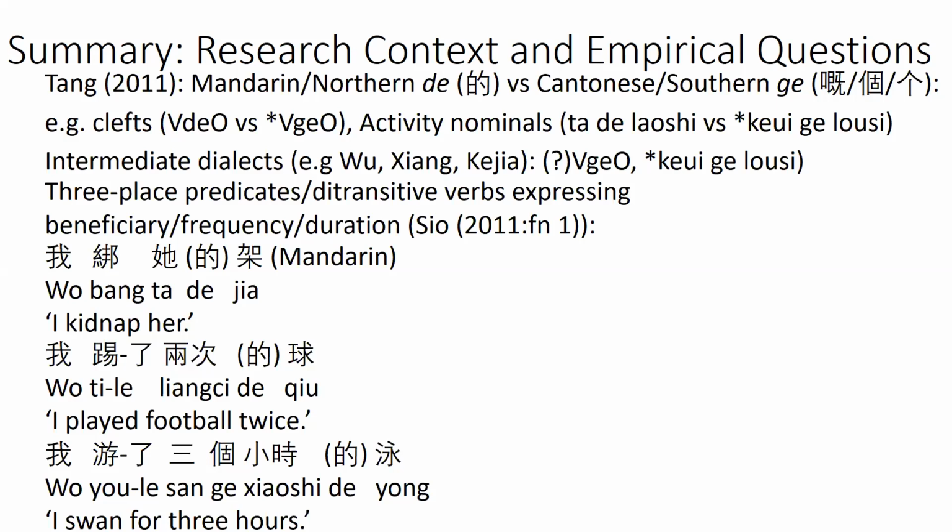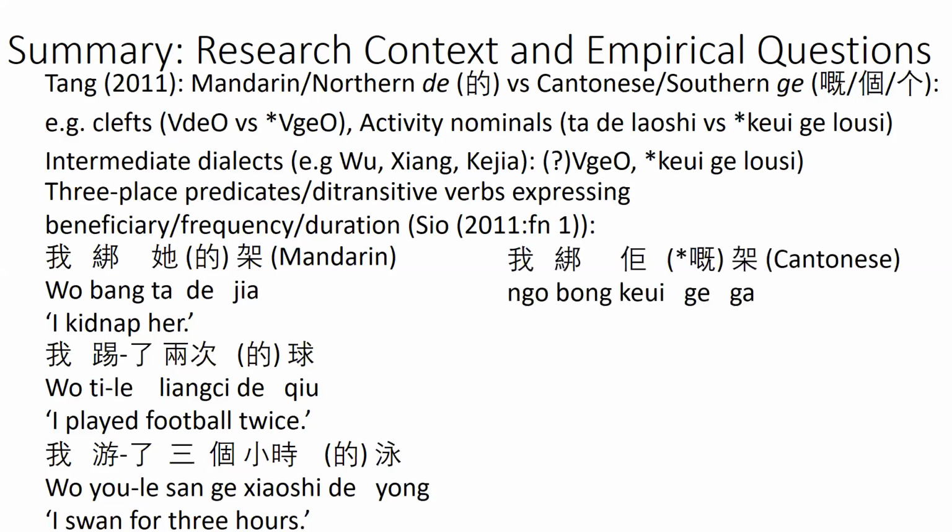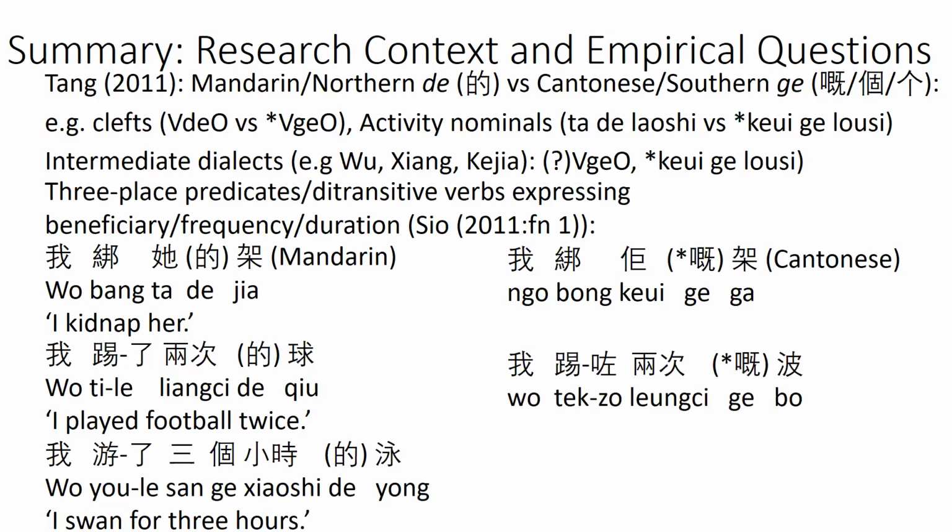The equivalent in Cantonese, however, is not possible. So 我綁佢架, I kidnap her. 我綁佢嘅架, that's highly marked. In fact, for me as a native speaker, I would say that's ungrammatical. But there may be some people who would reluctantly accept it. But 我綁佢嘅架 is very bad for me.